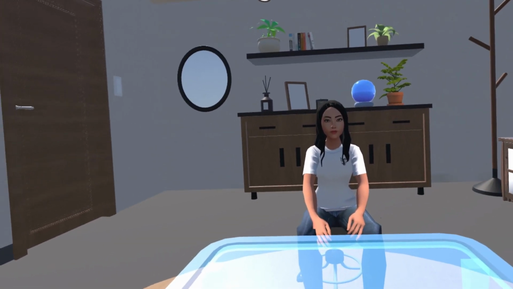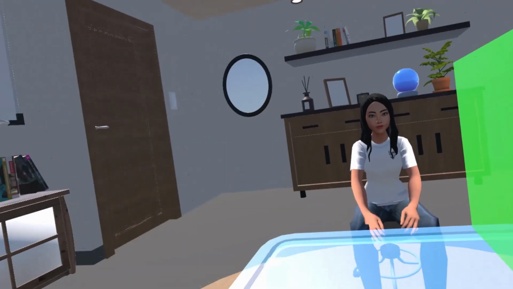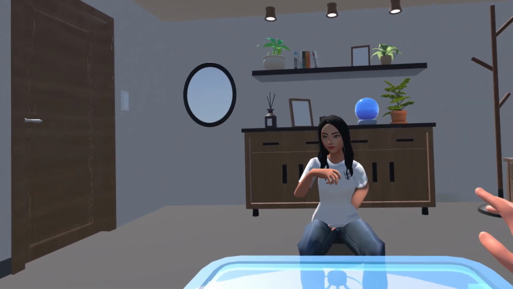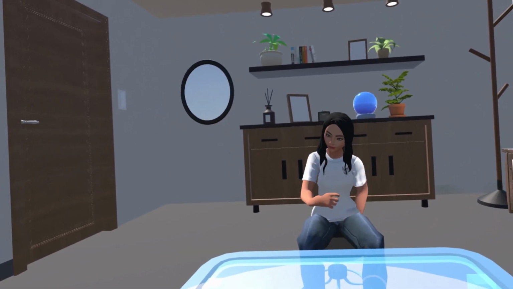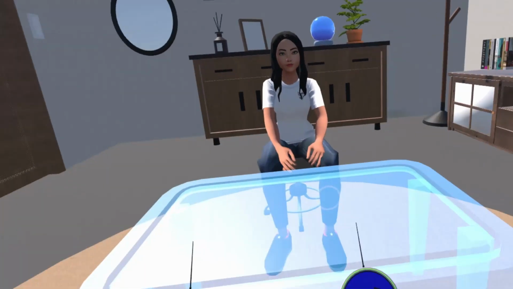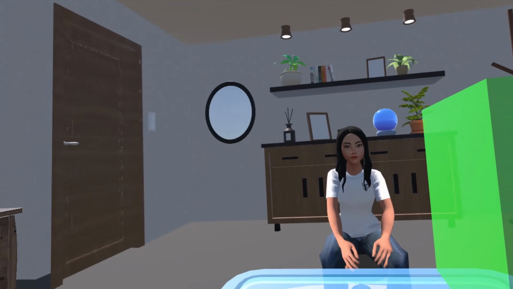Good job. Give it a try. Wave to the person in front of you to say hello. I'm so tired after working. The other person looks tired and drops their shoulders. Place the worried emotion robot in the center of the table. Raise your hand to show that you are willing to help.